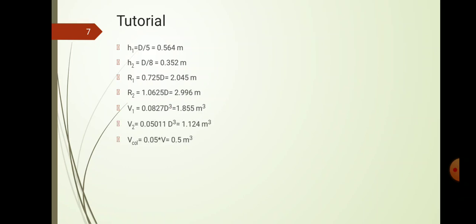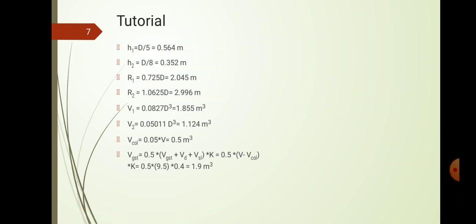And V collection, we know that it should be less than or equal to 5% of total volume. So we can take it equal to 5% of total volume. 0.05 into V, that will be 0.5 meter cube. So how do we find VGST and VD? We have already found VGST plus VD, but in that, how much is VGST and how much is VD, we have to understand. So for that we can use this equation.